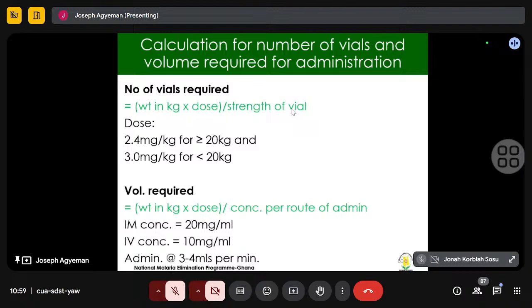Do your calculation for the required volume by using the concentration recommended as per the route of administration. Get your final volume and administer it by slow IV or IM, which is 3 to 4 mL per minute.